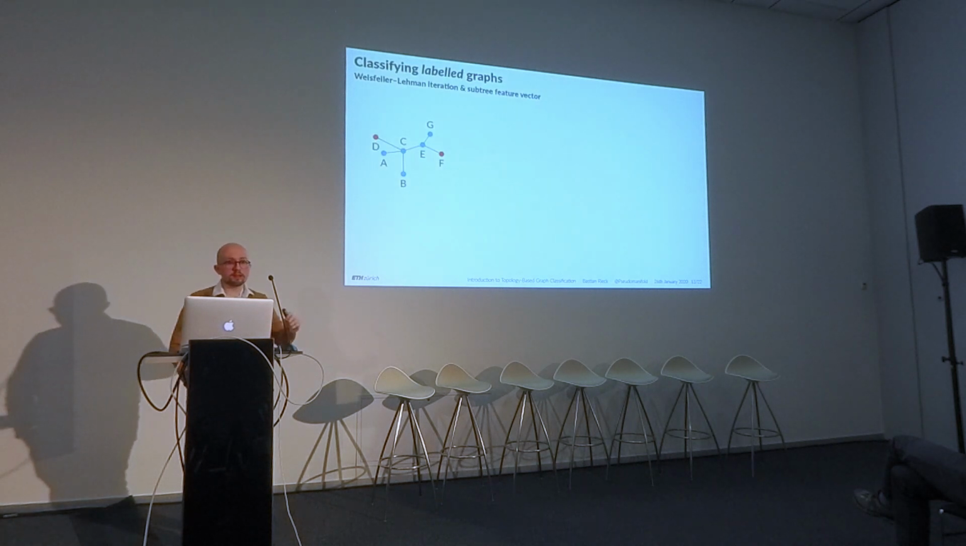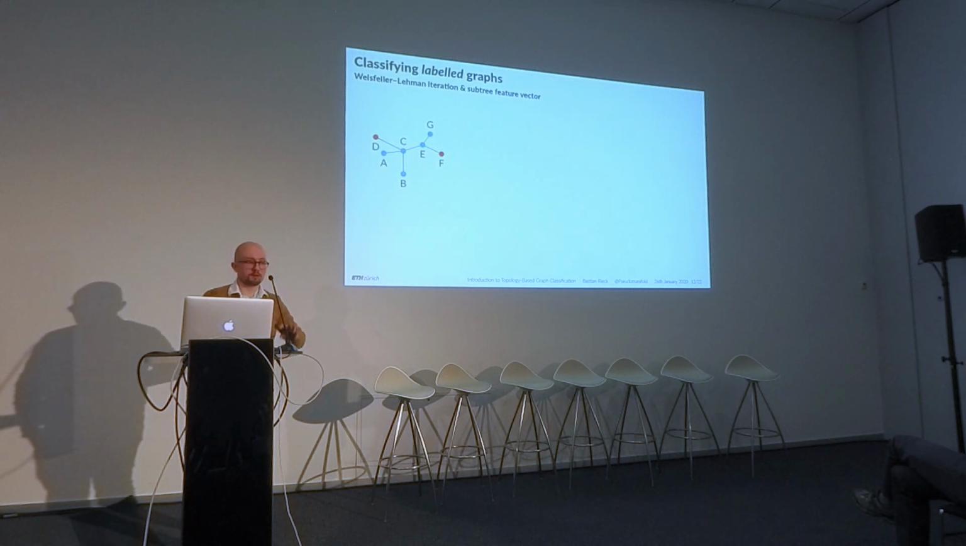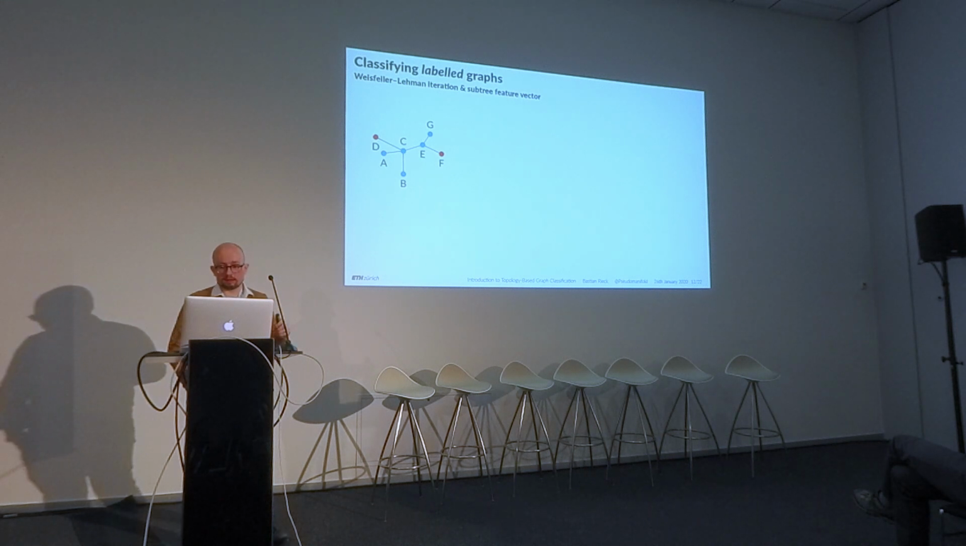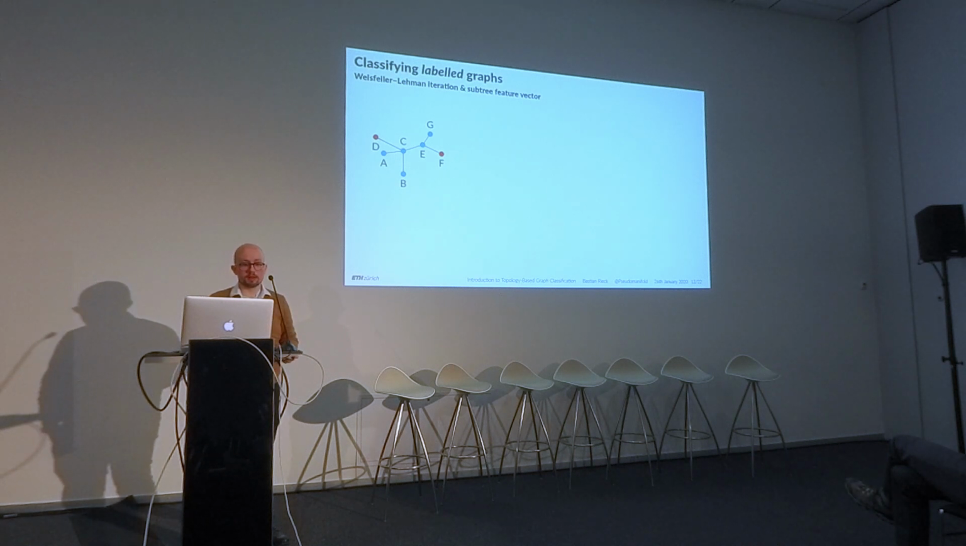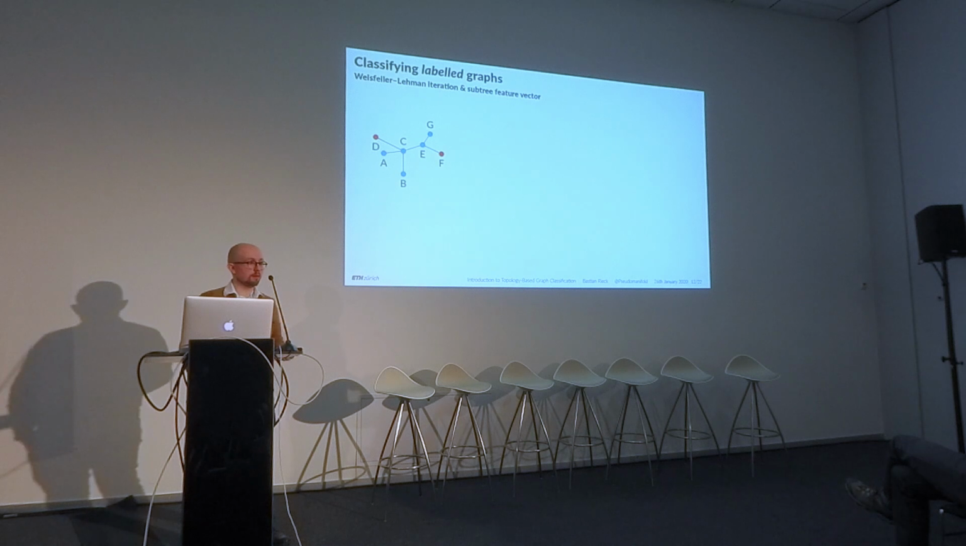So now let's move on a little bit. We've seen how to do this for unlabeled graphs and for weighted graphs. Now let's dive into one of the methods for doing it for labeled graphs, essentially. And this is work that we did last year for ICML, and it involves something that is called the Weisfeiler-Lehman graph counting or graph iteration procedure.